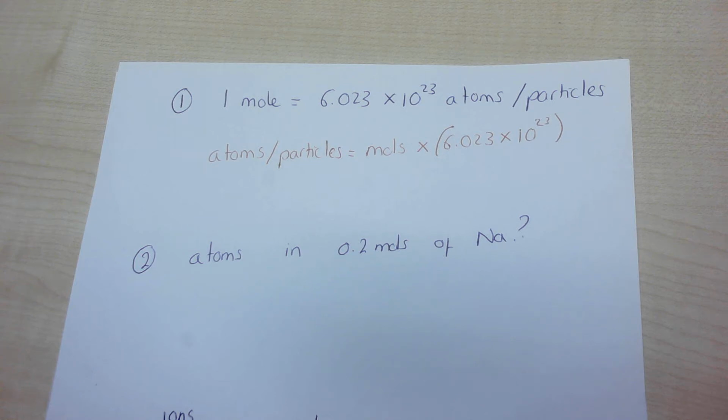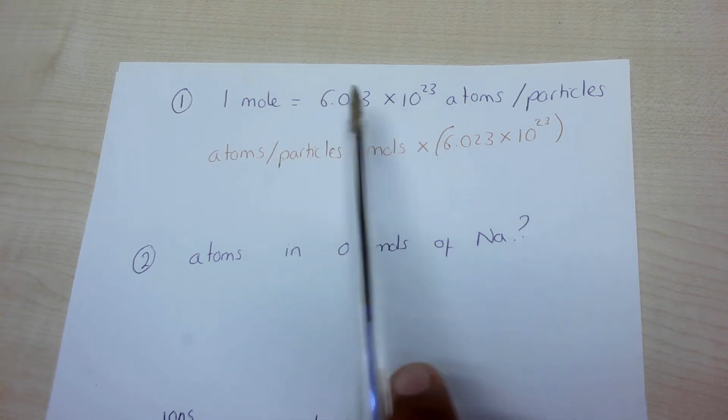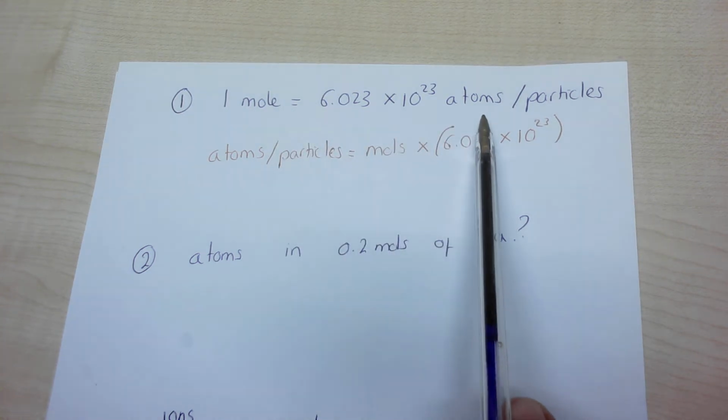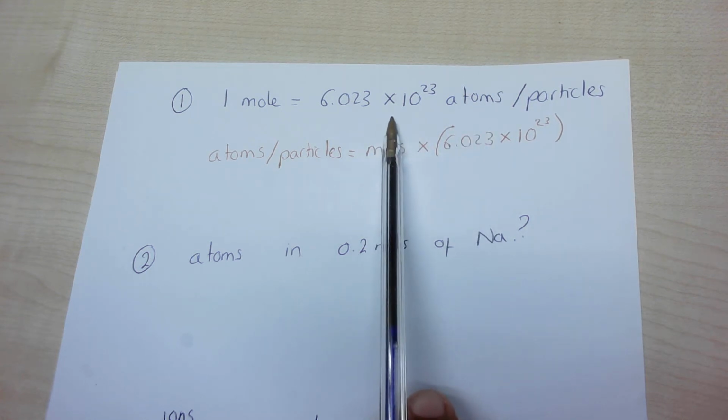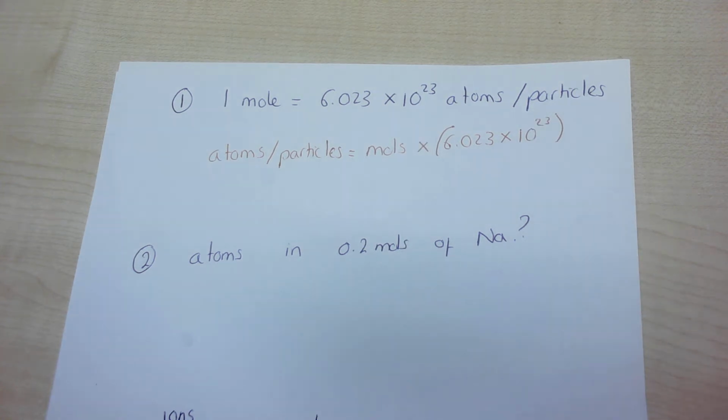For this topic, I'll be looking into the Avogadro's constant as well as the Avogadro's constant calculations to calculate the number of atoms or particles. This is the definition of the word 1 mole. 1 mole refers to how many particles there are, or how many atoms there are, or how many ions there are, and it's a fixed number. If they ask you to define the term 1 mole, you write this number there, which is the Avogadro's constant.